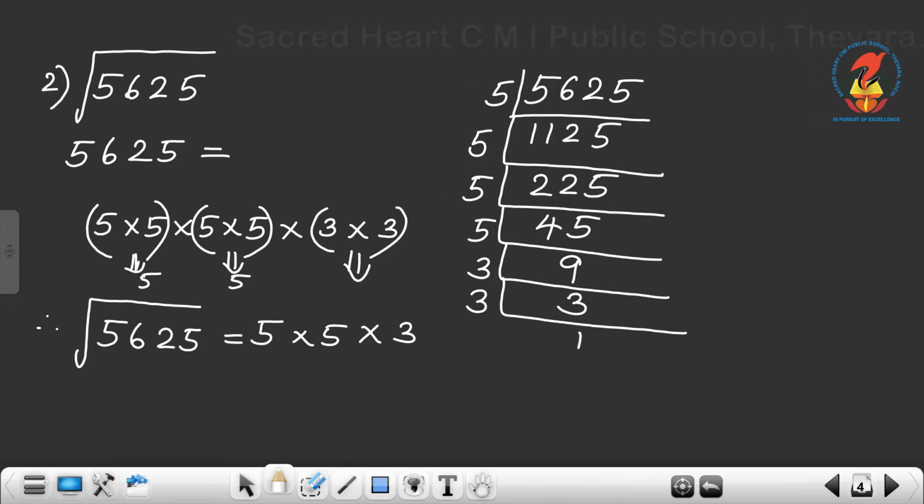Then we have to find the product. 5 into 5, 25, into 3. So we will get 75. So what is the square root of 5625? 75.